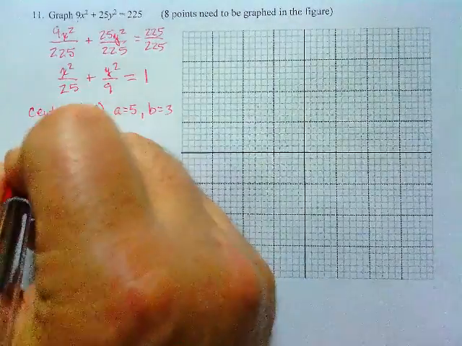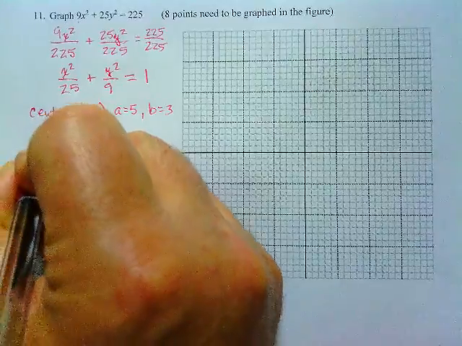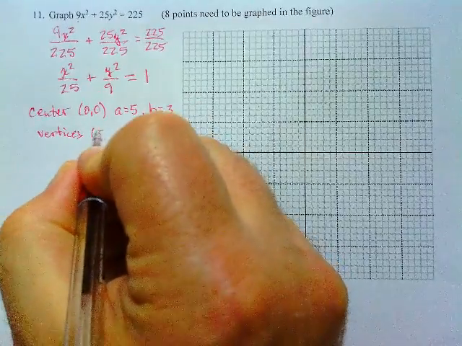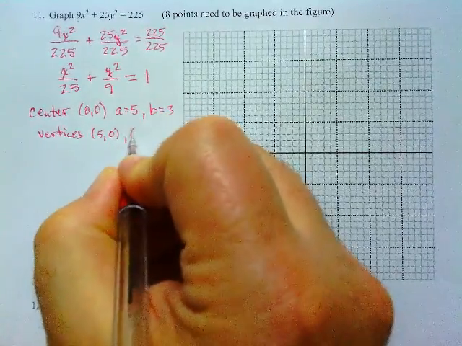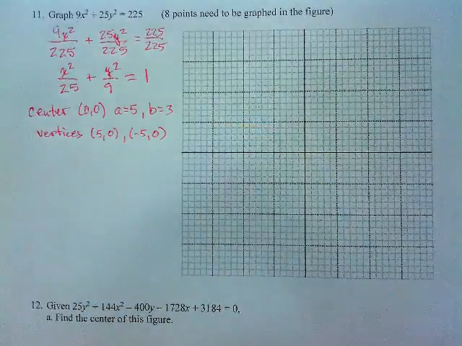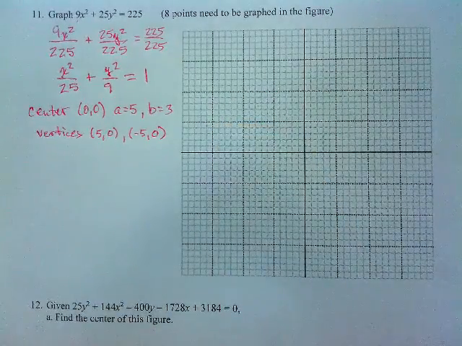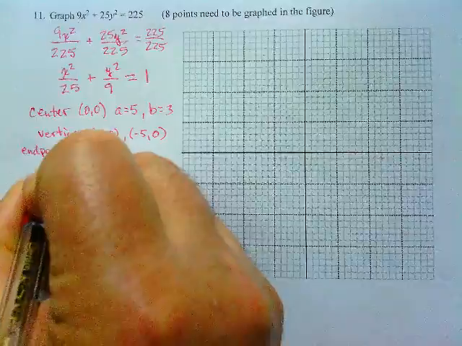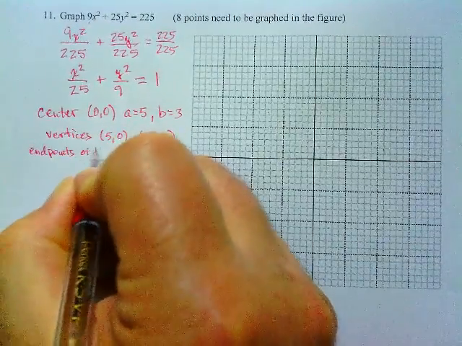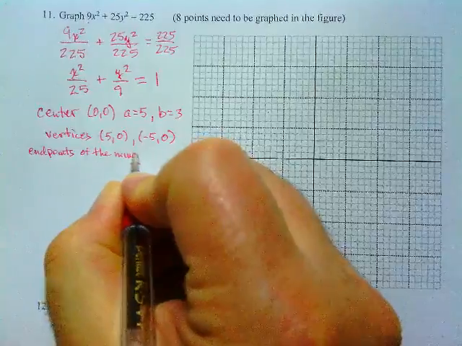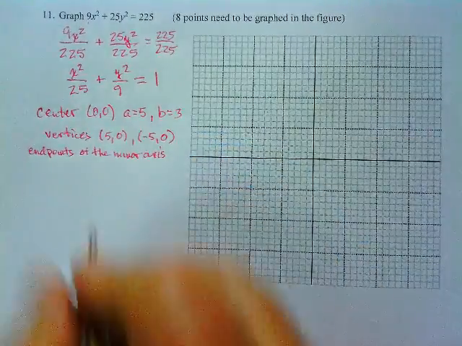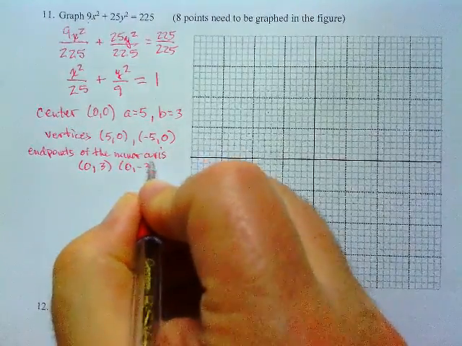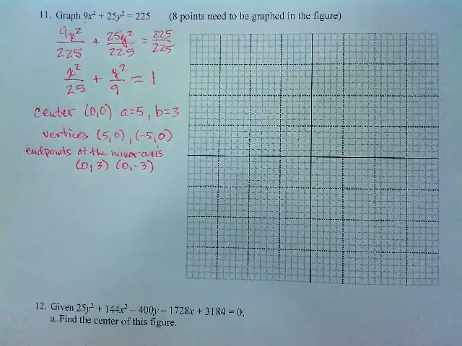So now our vertices will be 5, 0, and negative 5, 0. Those are the endpoints of the major axis. On the other hand, our endpoints of the minor axis, that's the shorter one, well, those will be 0, 3, and 0, negative 3. And so this gives us 4 points to start off our graph with.